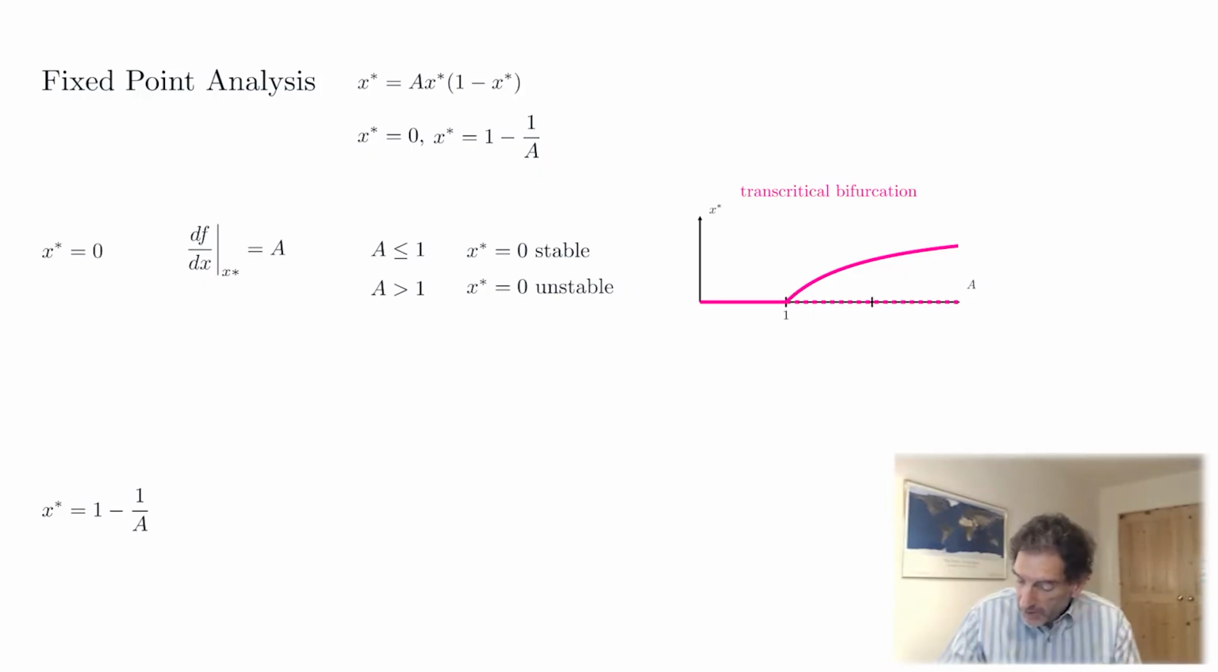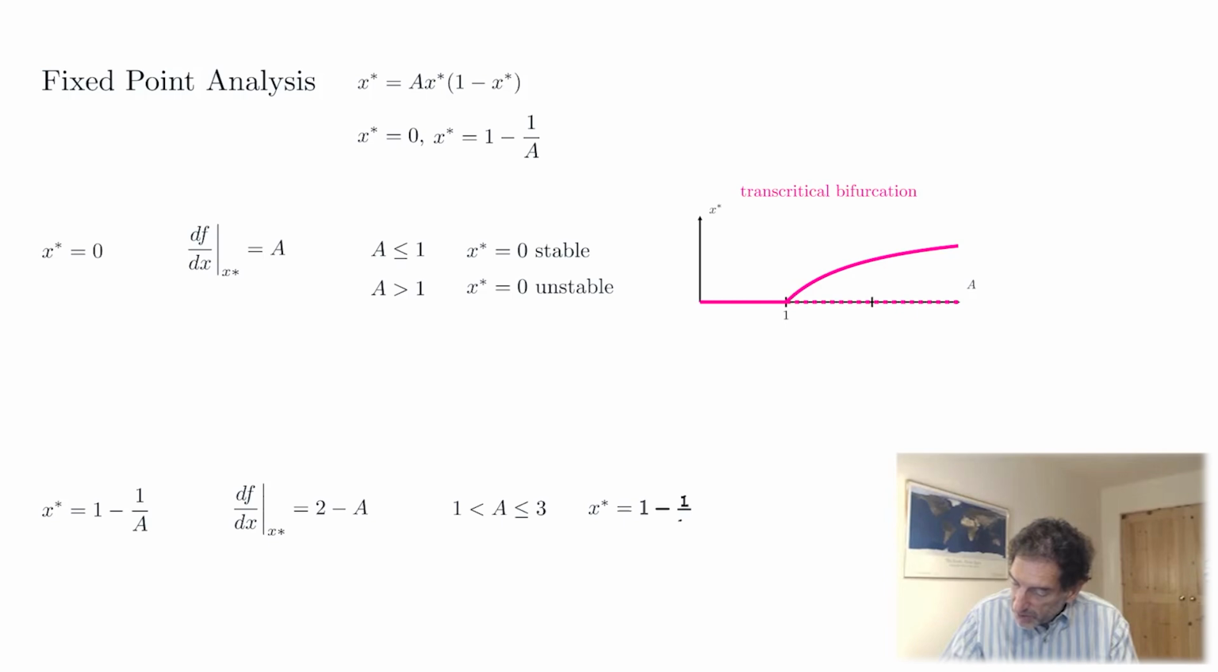Then let's look at the fixed point x star is equal to 1 minus 1 over a. So if we again compute the derivative df by dx at x star, this turns out to be equal to 2 minus a. So the point is that this fixed point is stable for a greater than 1 and less than or equal to 3, where the absolute value of df by dx is less than or equal to 1. And that gives us that x star equals 1 minus 1 over a is stable. If a is larger than 3, then x star equals 1 minus 1 over a is unstable.